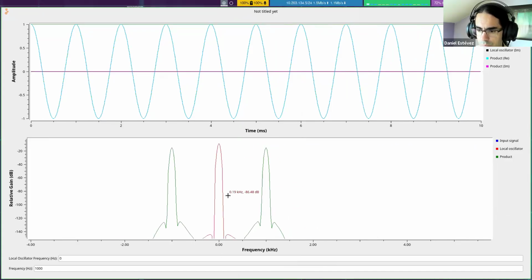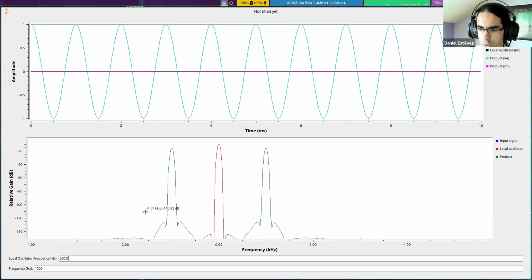So in the frequency domain, I'm going to disable the product for now. We can see the input signal is, as earlier, a cosine function. It has frequency components at plus 1 kilohertz and minus 1 kilohertz. And at the moment, my local oscillator is just here at 0, so the product is the same as the input.